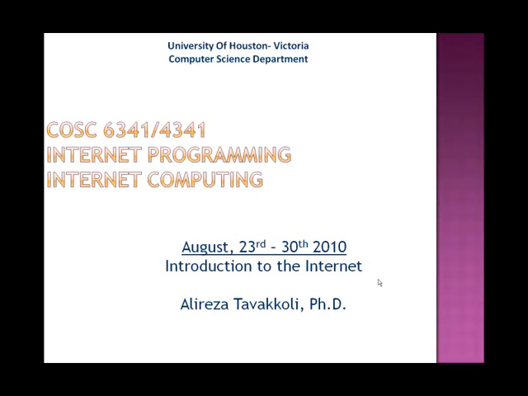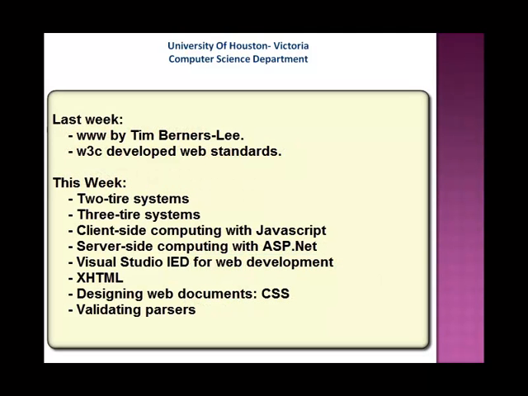Now, today in this class, I'll just go over the rest of the introduction to the internet and the web. Last week we saw the World Wide Web was created by Tim Berners-Lee in 1990 and 91 at CERN, which is a European Research Institute for particle physics. And then at MIT in 1994, a consortium, the W3C, which is the World Wide Web Consortium, was established, and they developed the web standards.